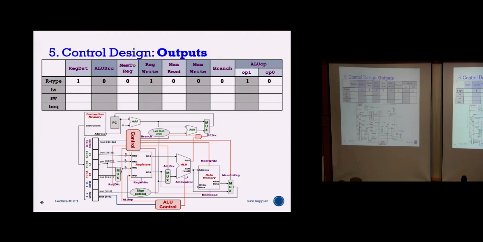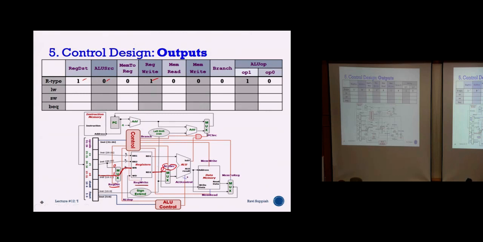So for R type, what do you see? All this we saw just now. For register destination, this is 0, this is 1. So for R type instruction, the register destination should be 1 because the 1 should come here. And for R type, you also need to do a register write, so register write should be 1. Your ALU source should come from where? Should come from your read register, so your ALU source should be 0, because 0 is on top.